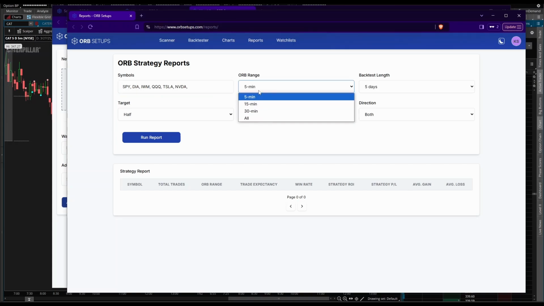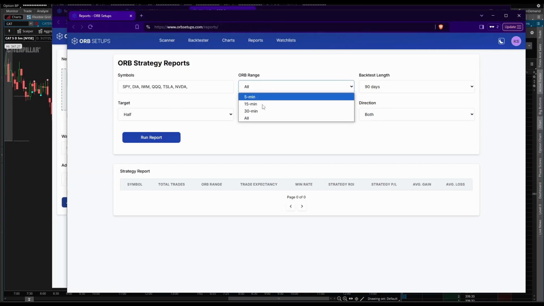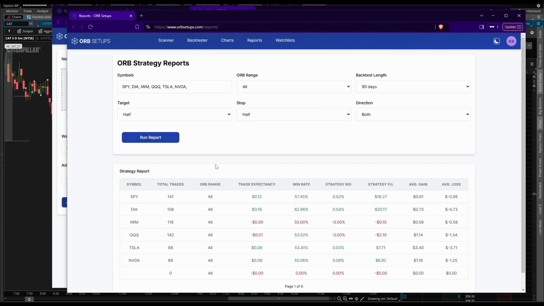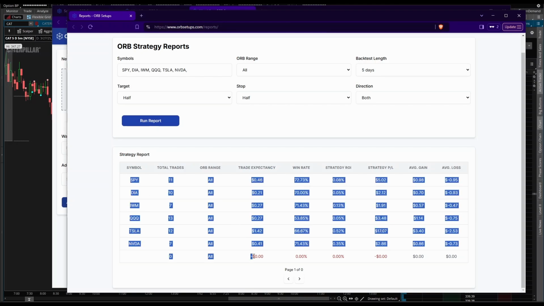You can go through the ORB ranges. A lot of you are particular with what you like to trade, maybe only a set number of symbols with only the 15-minute range. This is where you can pick and choose. Once you do that, click Run Report, and you'll get this instant summary of performance. Now notice here I did a 90-day performance, but you could also run this for just the past week and see which markets did well, which markets did poorly.